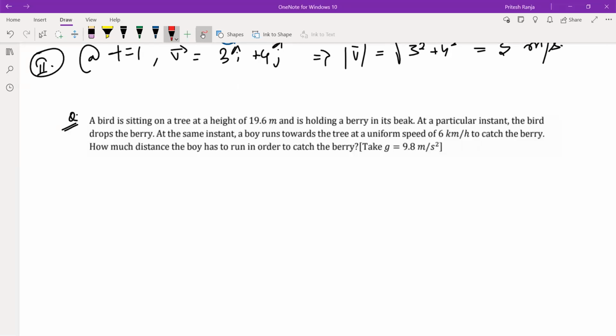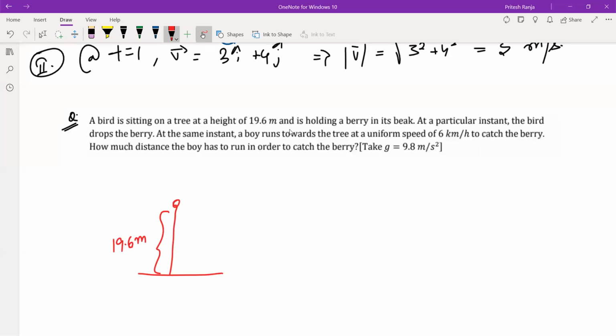So for this one, I can see most of you have given the answer, but the answers vary. Some of you say it is 3.33. Some of you say it is 12. Let us see which one is actually right. So here a bird is sitting on a tree at a height of this much. So let us say this is the tree and the bird is sitting here at a height of 19.6 meters and is holding a berry in its beak.